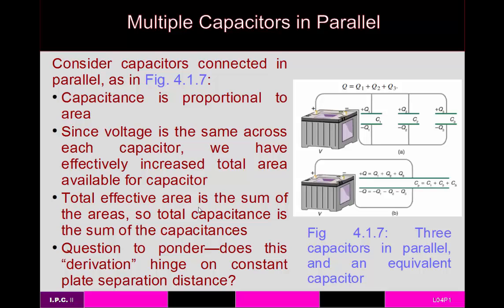Now the question that you should ponder here is, does this explanation actually hinge upon the separation between the plates being constant for each pair of parallel plates? The answer to that question ultimately is no. It doesn't actually matter that these all have the same separation or not. They can have different separations, and the total capacitance and the total charge stored will still be the sum of the 3 capacitances and the sum of the 3 charges stored.